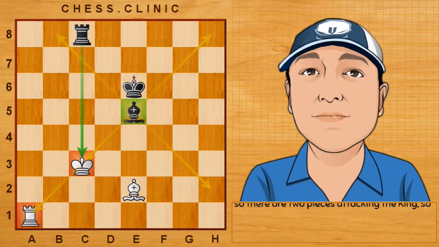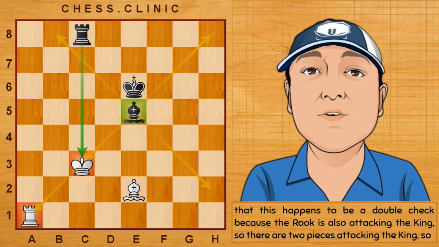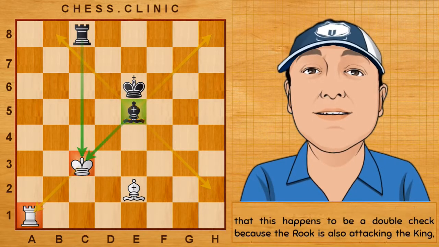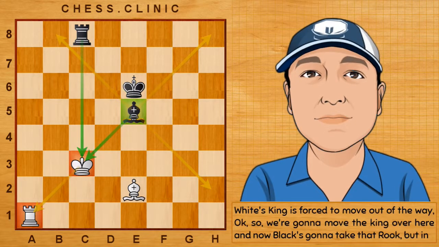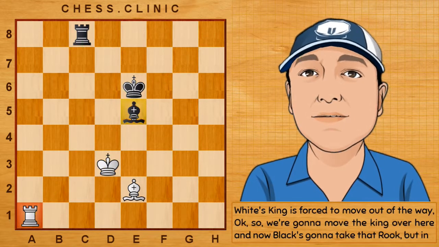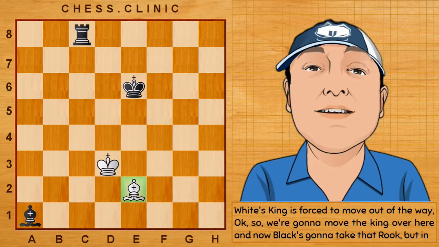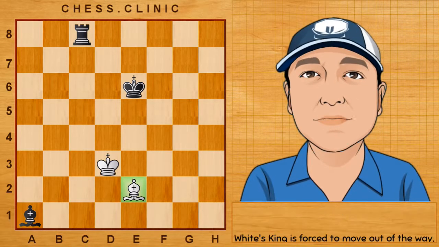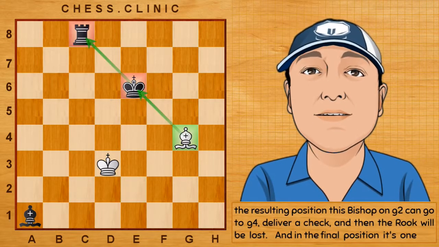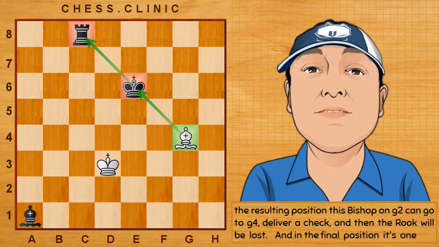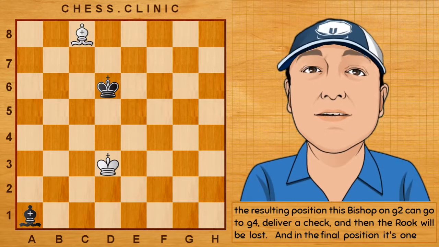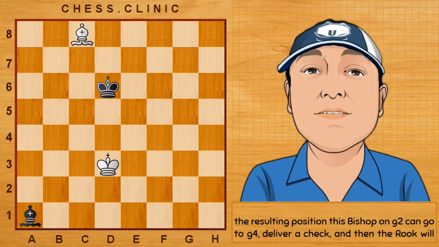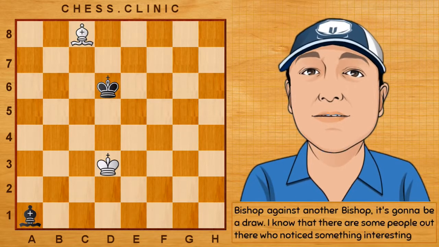It is true that this happens to be a double check because the rook is also attacking the king. So there are 2 black pieces attacking the king. So white's king is forced to move out of the way. Okay, so we're going to move the king over here. And now black is going to take that rook. But in the resulting position, this bishop on e2 can go to g4, deliver a check, and then the rook will be lost. And in the final position it's one bishop against another bishop. It's going to be a draw.